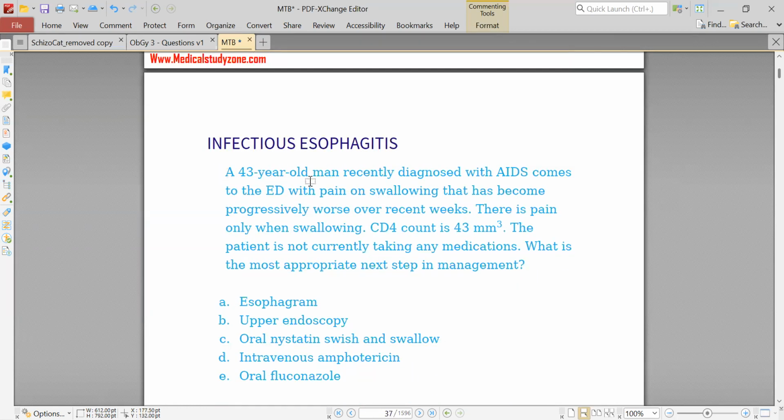Infectious esophagitis. A 33-year-old man diagnosed with AIDS comes to the emergency department. The pain while swallowing has become progressively worse over the recent weeks. The pain is only when swallowing, and the CD4 count is less than 50. The patient is not currently taking any medication. What is the most appropriate next step? So this is infectious esophagitis, and it is due to the AIDS.